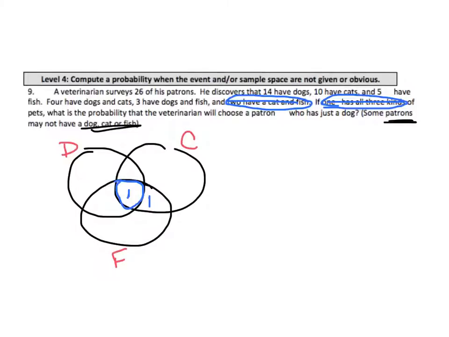Okay, 3 have a dog and a fish. So if 3 have a dog and a fish in this loop here, that has to total 3. So I just need a 2 right there. And then 4 have a dog and a cat. So in this loop, between dogs and cats, that's got to total 4. So I need a 3 that only have a dog and a cat.